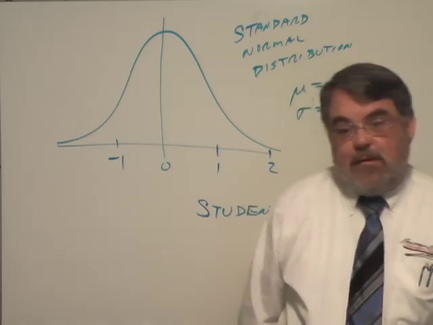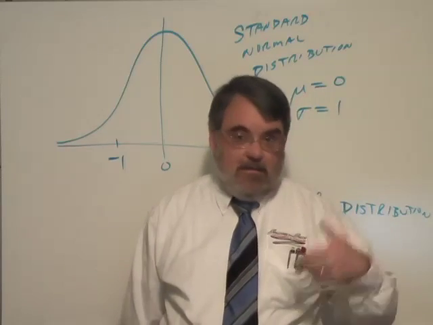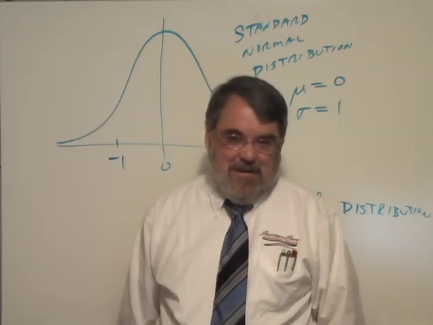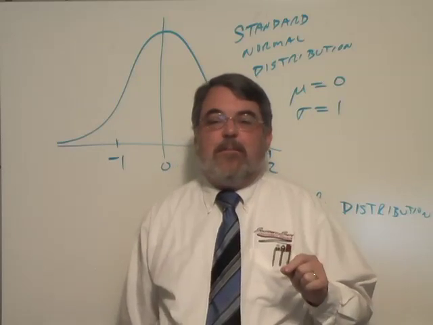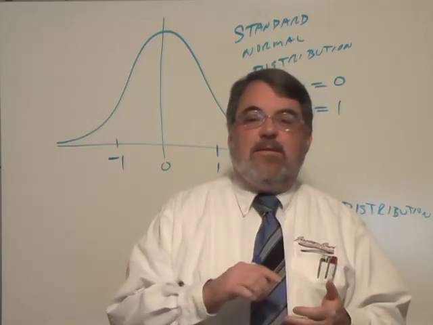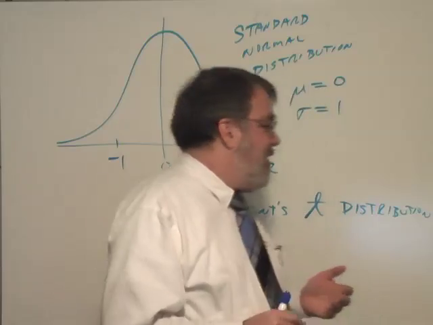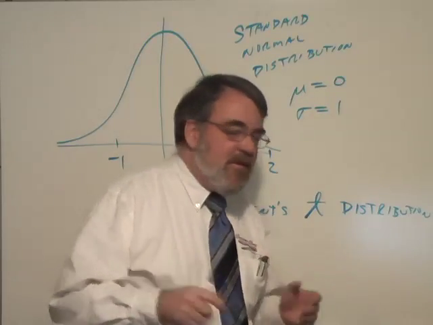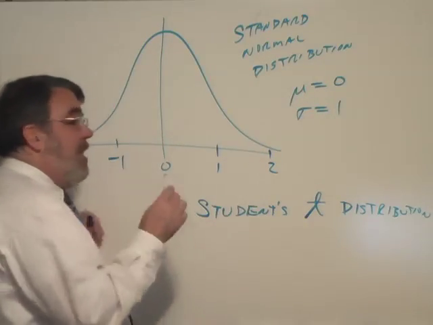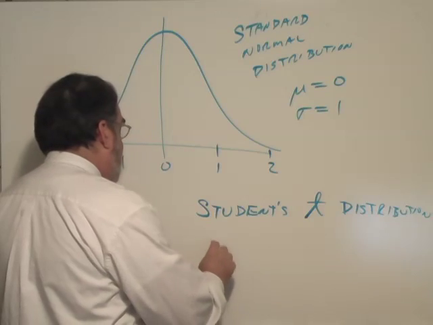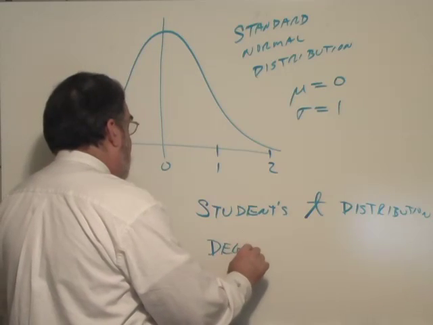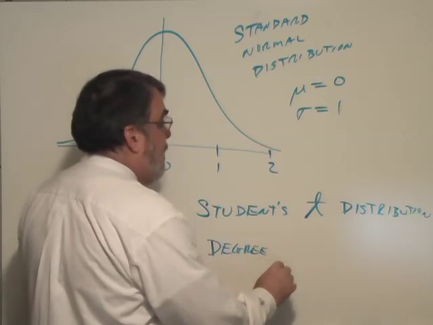So what's that distribution look like in the book? Well, I'll take you to the chart in a minute. The student's t-distribution depends upon sample size, and so it changes based on sample size. It has an aspect of it called degrees of freedom.